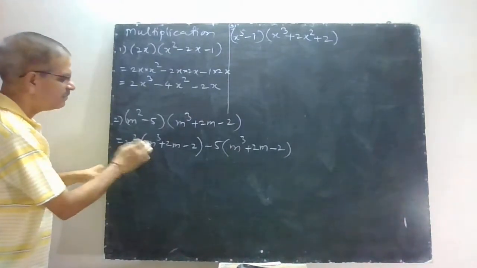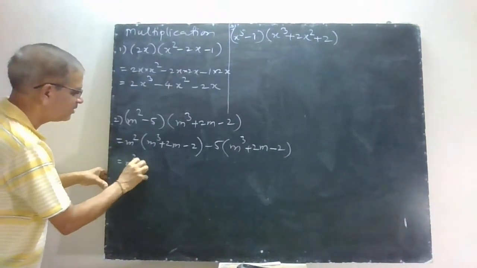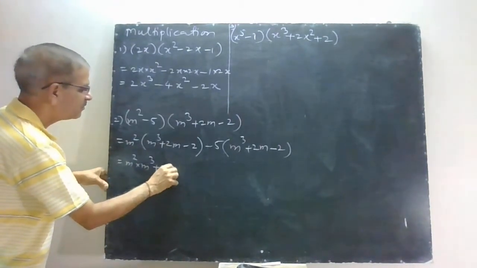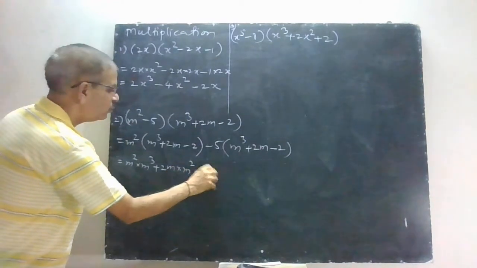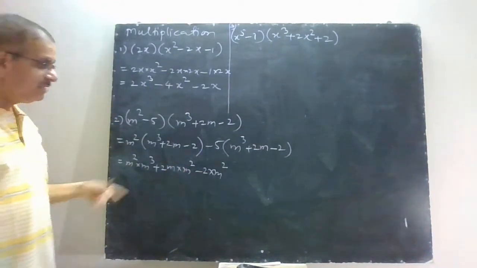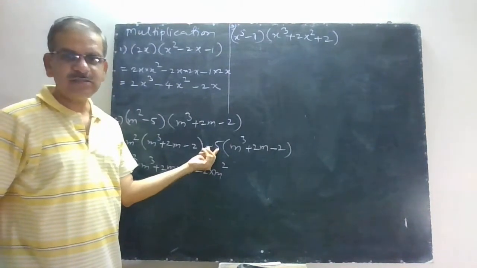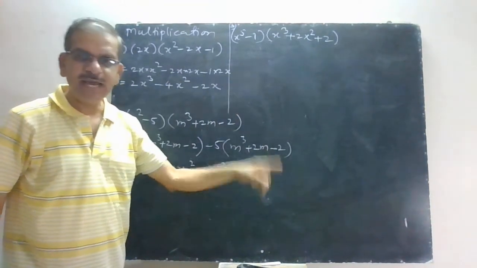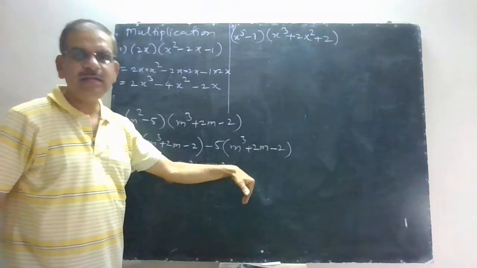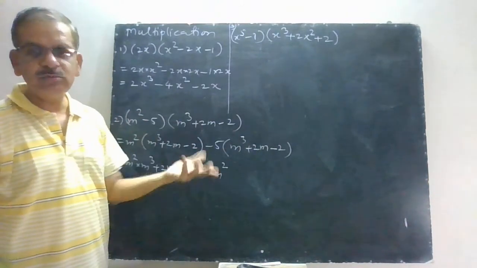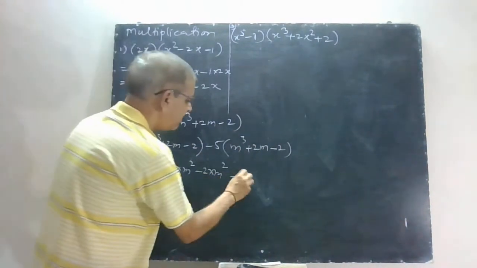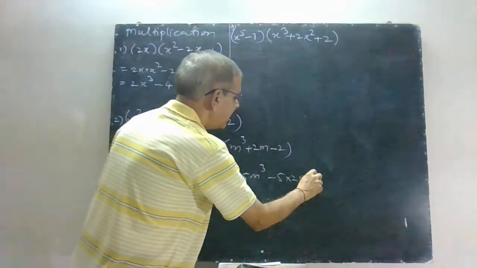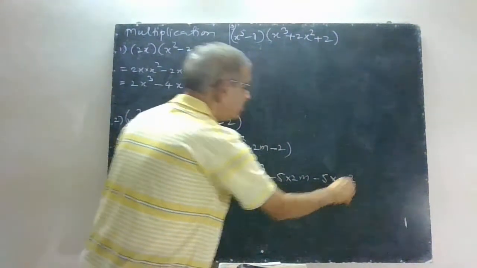That is m square into m cube, then 2m into m square, minus 2 into m square. Now while multiplying by minus 5, or a term like this, you should be very cautious. Either you multiply by minus 5 directly, or you multiply by 5 and then apply the negative sign. It is better to multiply by minus 5. So minus 5 into m cube, then minus 5 into 2m, and then minus 5 into minus 2.